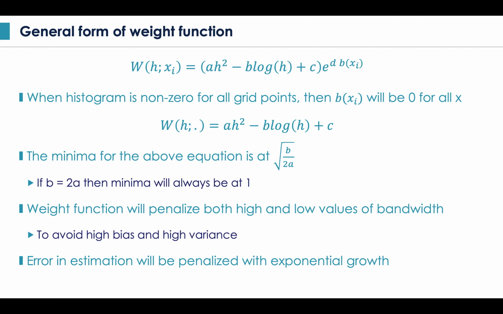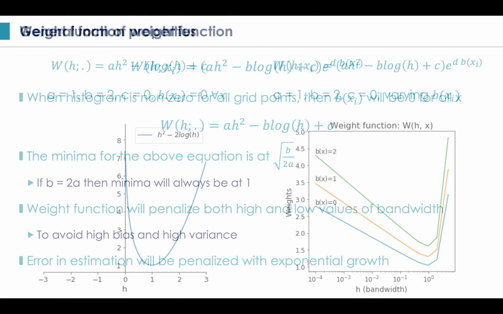And we also want the error in estimation to be penalized with an exponential growth factor. So the more we are away from ground truth, the more the penalization should be. So this is the high-level intuition behind the weight function.